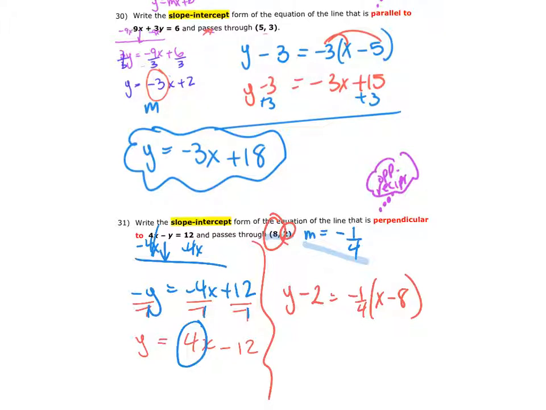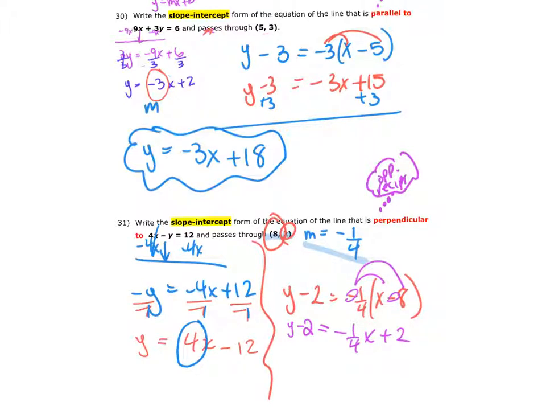Distribute, because they want it in slope intercept. So I get y minus 2 is equal to negative 1/4 x. Remember that when you multiply by a fourth, a third, a half, a fifth, you're dividing basically by that denominator. So a fourth of 8 is 2, because 8 divided by 4 is 2, and because it's 2 negatives, it becomes a positive.